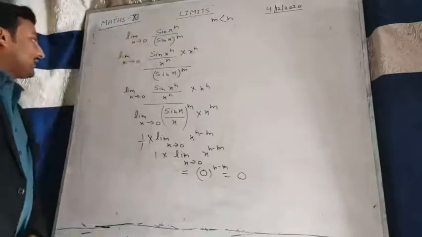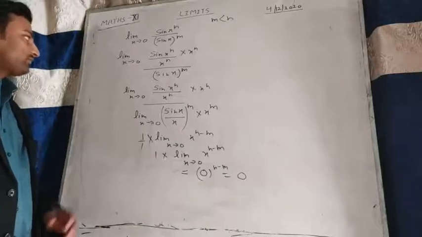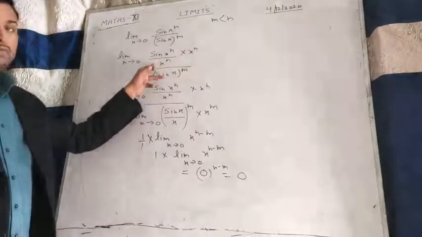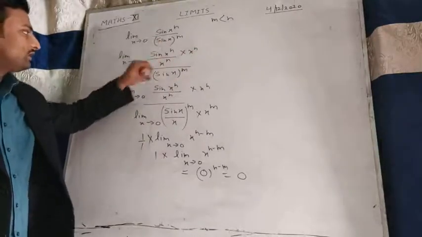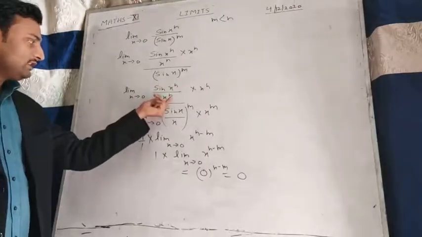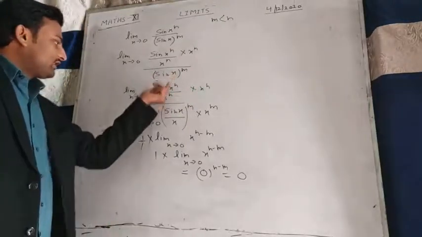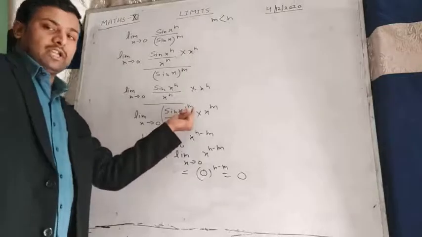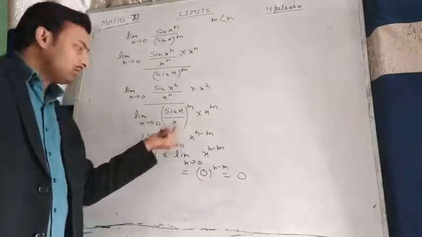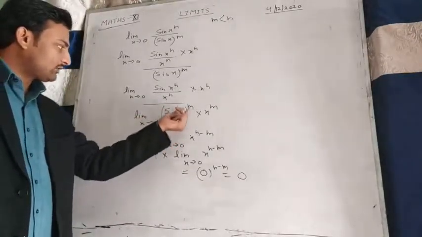This is our question, limit x tends to 0 of (sin x)^n by (sin x)^m. First of all, students, we multiplied with x^n and divided with x^n, and this is our denominator. Now limit x tends to 0 of (sin x)^n by x^n into x^n, and this is (sin x)^m. Again we are multiplying with x^m and dividing with x^m, so we can write it in this form, (sin x / x)^m.